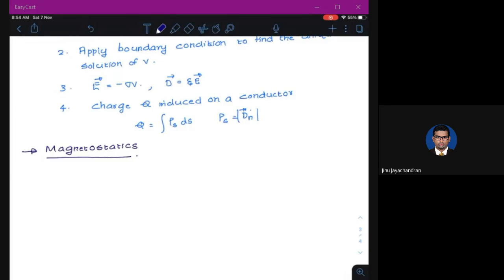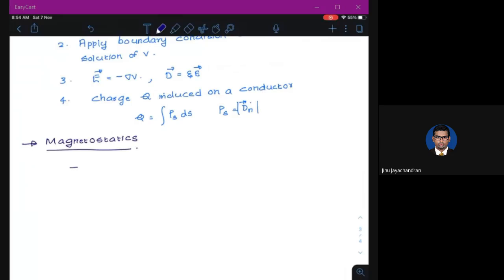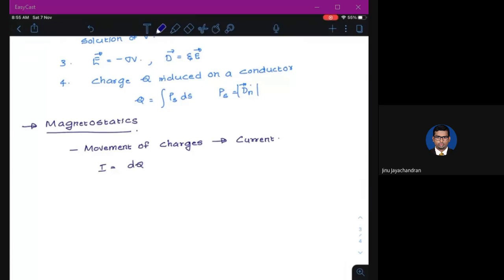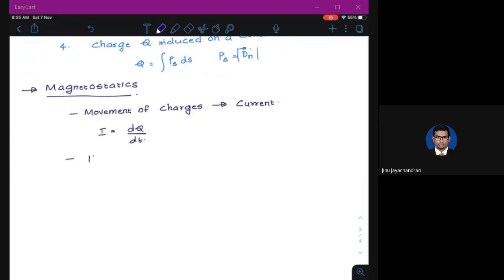So what happens when the charge moves? So magnetostatics deals with movement of charges, or you could say current. Current, you can say I is actually the rate of change of charge, dq by dt. So for unit time, how much charge is getting changed? That is basically the current. And time varying movement of charges will produce a magnetic field. Okay, and the magnetic field is denoted by H, and it is also a vector.